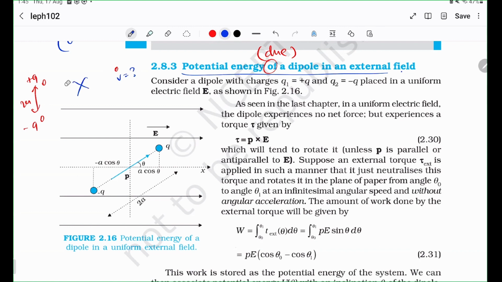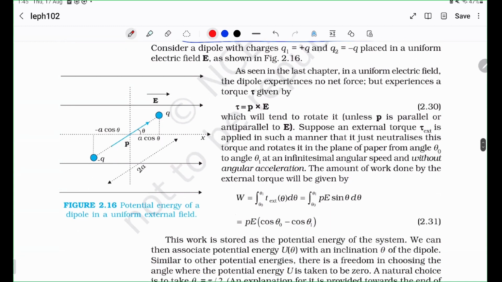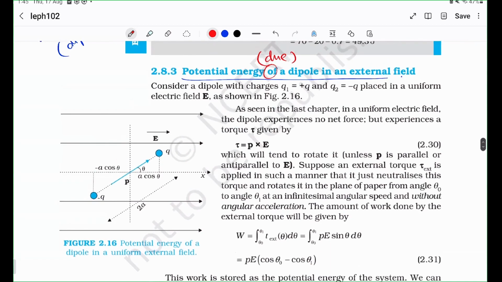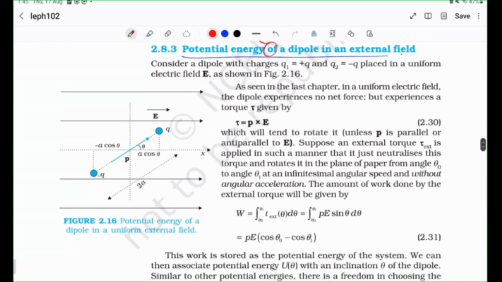The question is, given an external electric field and you have a dipole like this, now what happens to the dipole? What is the energy of the dipole? These are two very different questions. So let us first consider, in 12th grade, we will only consider uniform electric fields. You will find that if you come to non-uniform electric fields, you come to very complicated expressions. And all of this is not really required.